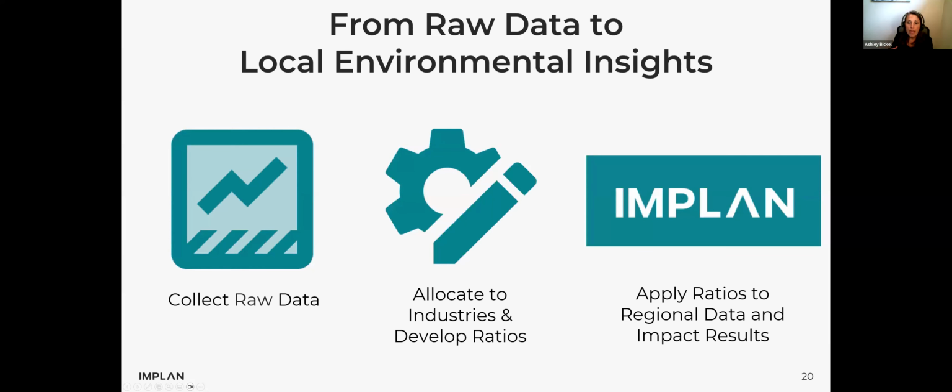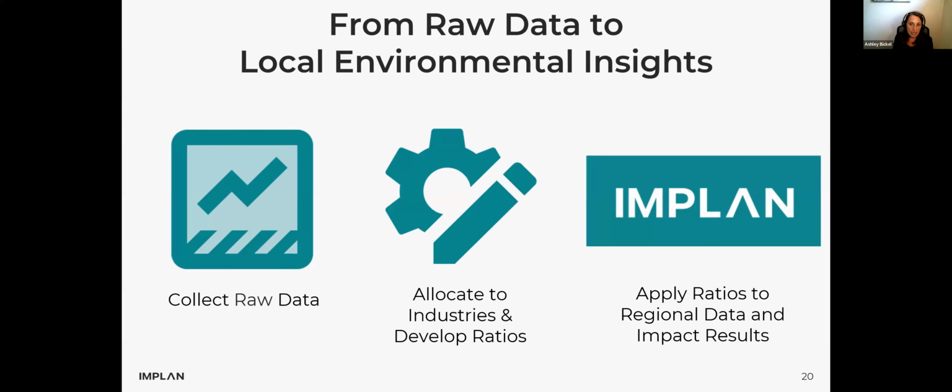IMPLAN's data team then allocates physical emissions, pollutants, or inputs to IMPLAN industries, and we develop national level ratios of physical emissions, pollutants, or inputs per dollar of industry output. So this is what I was talking about before. Finally, the IMPLAN software applies these national level ratios to regional industry output and impact results.